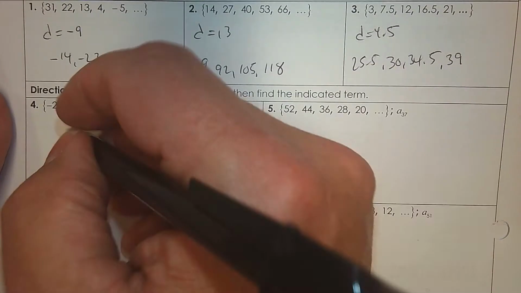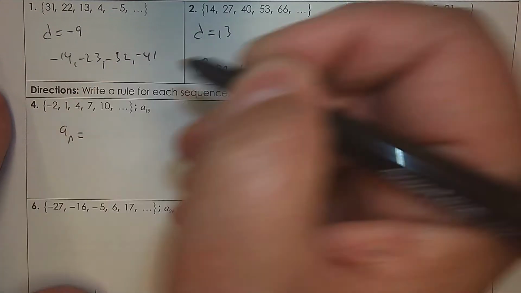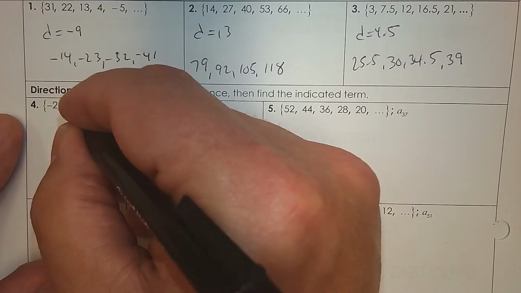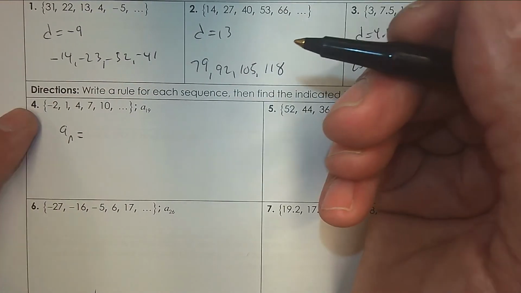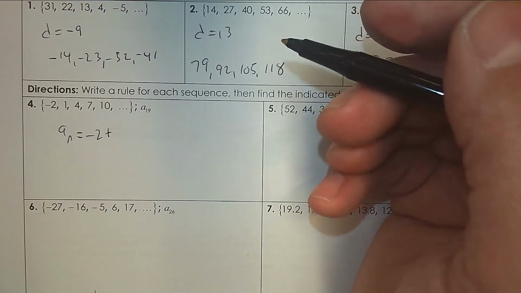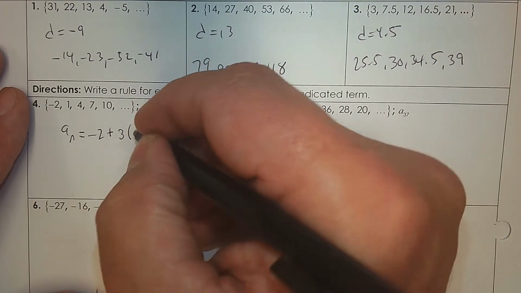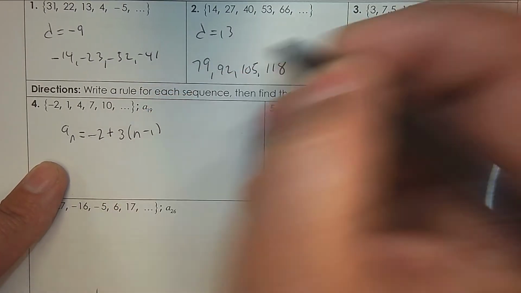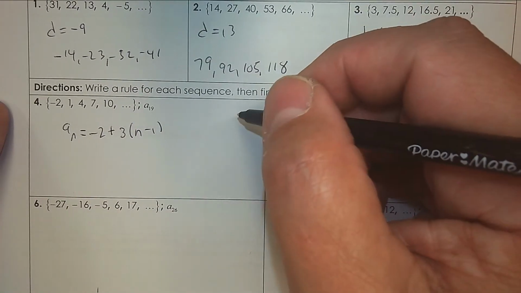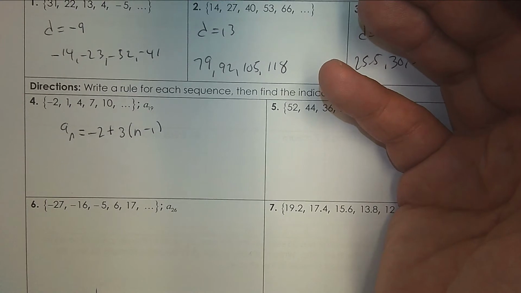for. So here's a rule. First I need to know the common difference. Well, first I need to know the first term. So the first term is negative 2. Then the common difference, I'm adding 3 every time, and then it would be n minus 1. You could also write this as a linear equation, mx plus b, or use HK form of a line and you get the same answer.